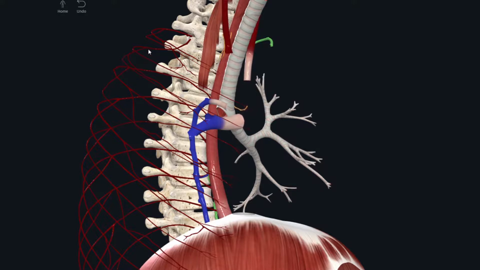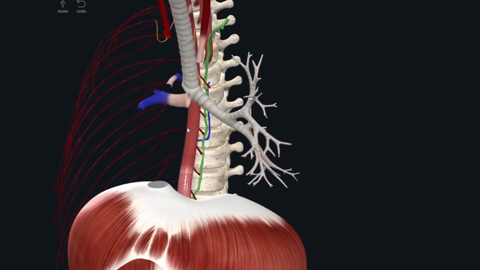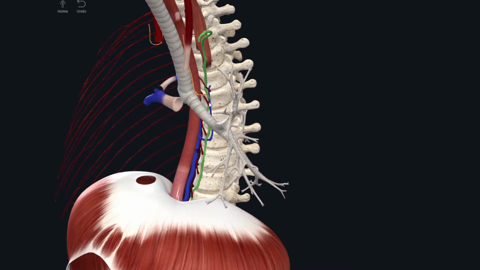The posterior intercostal artery is this network right here, especially towards the right, forming another posterior relation. Then we have the azygos vein. This blue structure right here is the azygos vein. Then we have the thoracic duct. The green structure right here is the thoracic duct that passes posteriorly. And then lastly, some parts of the hemiazygos and the accessory hemiazygos vein. As you can see, this blue structure right here, I know it's hard to see, is the accessory hemiazygos vein.